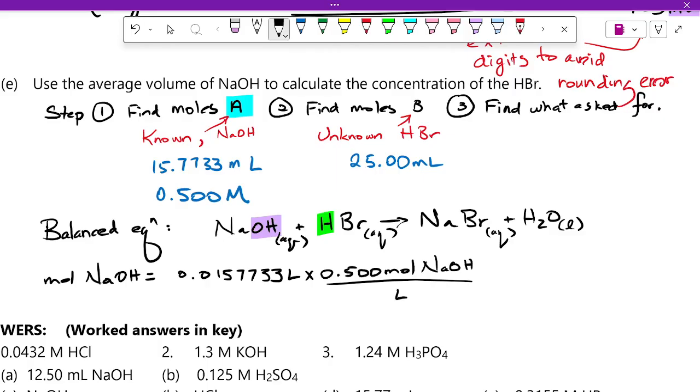And just in case you're wondering, actually, you don't have to stop at moles of NaOH. You could go straight to moles of HBr all in one line. Oh, look. There's one HBr for every one NaOH, yes? You could do it in 2 steps, or you could just show it all in one line. Either way is fine.